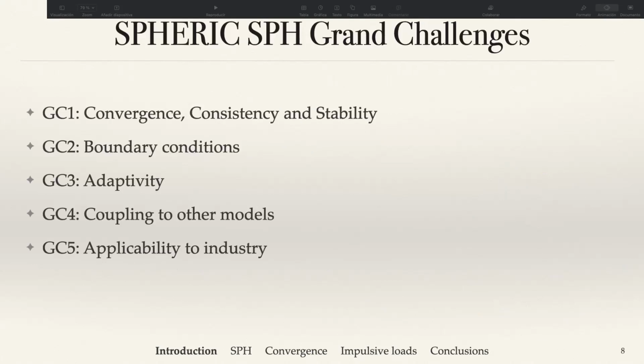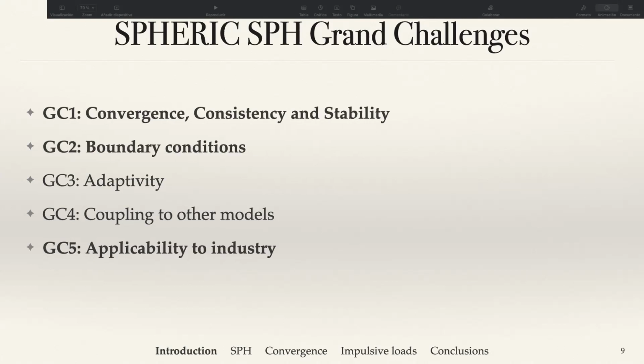Now, SPHERIC is the international community of researchers and industrials interested in SPH. Within this framework, what we know as the SPHERIC SPH grand challenges are defined. These grand challenges are convergence, consistency, and stability, boundary conditions, adaptivity, coupling to other models, and applicability to industry. In this thesis, mainly the first of these topics, but also boundary conditions and applicability to industry will be covered.